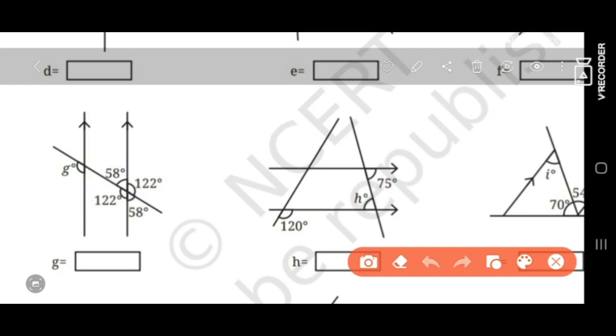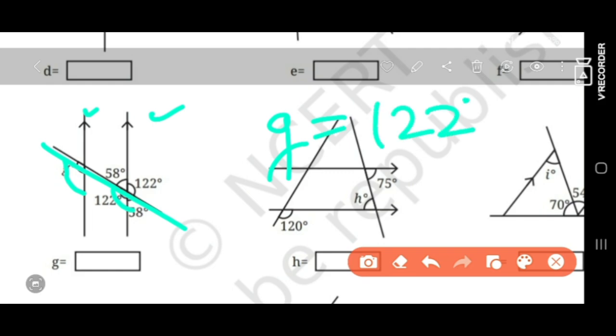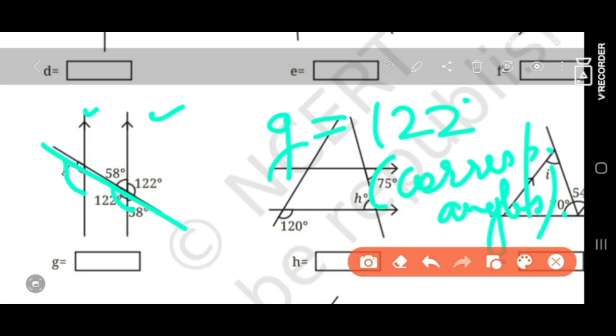The other method to find the measure of angle G is, since both the lines are parallel, this is acting as transversal. One angle is in the interior and one angle is in the exterior and on the same side of transversal. That means they are forming corresponding angles. And corresponding angles are always equal. So we will give the reasoning that they are corresponding angles. So we have again two methods.